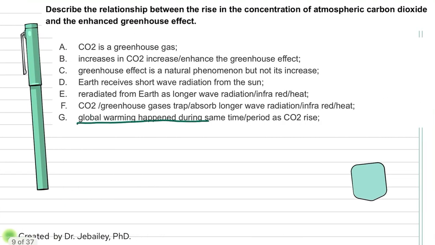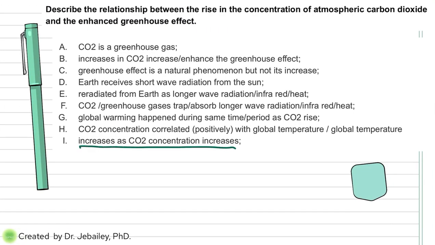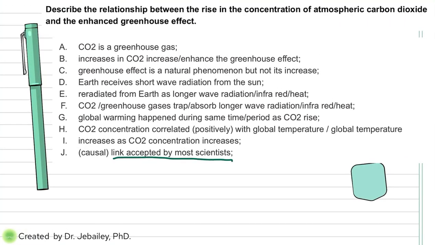Global warming happened during the same time period as CO2 rises. So like I said, when the CO2 rises, we have more global warming. Concentration of CO2 is correlated with global temperature. As you said, the more CO2, that means the higher the temperature. It's the same thing. And then we have increased CO2 concentrations. They're just basically saying that the global temperature is increasing. And then the link is accepted by most scientists.